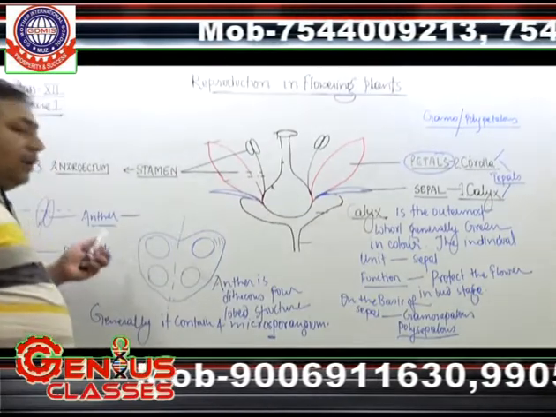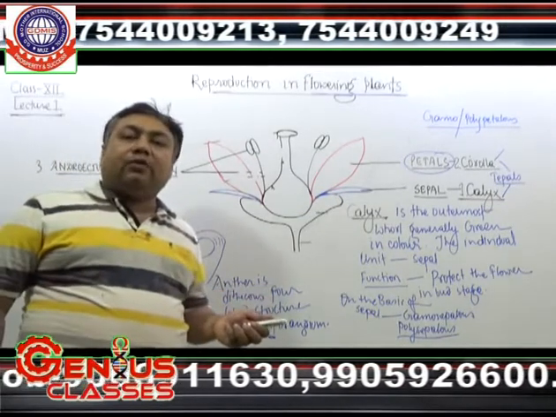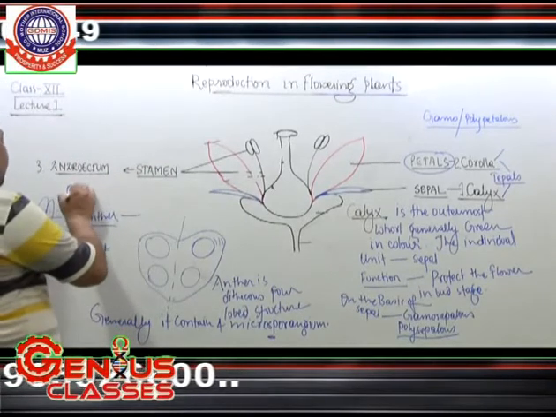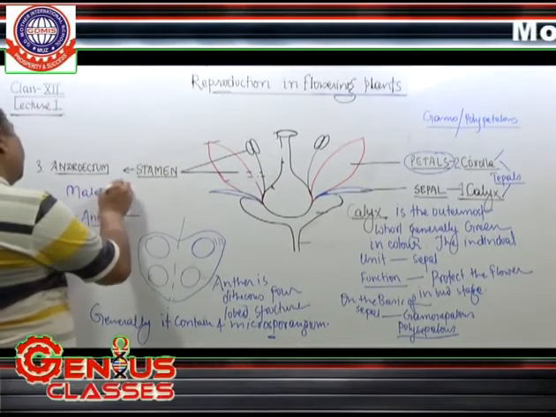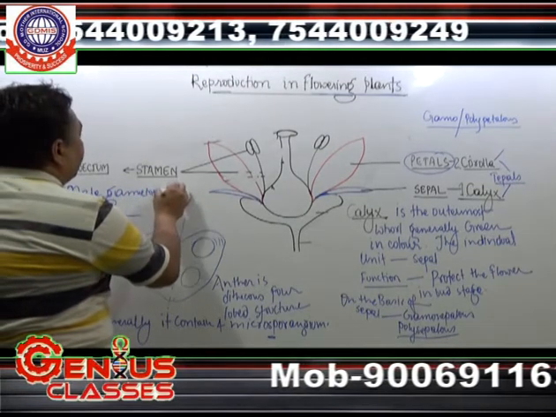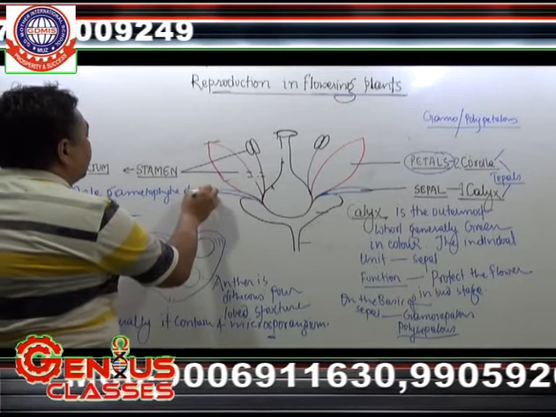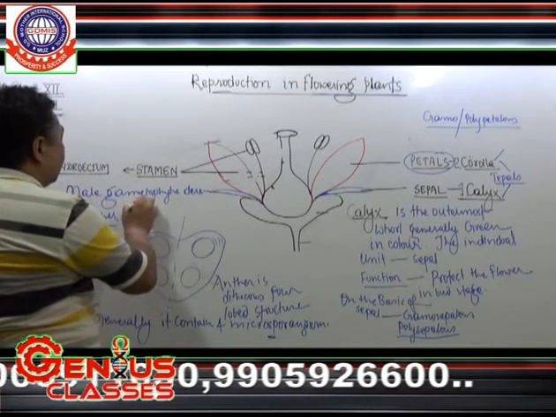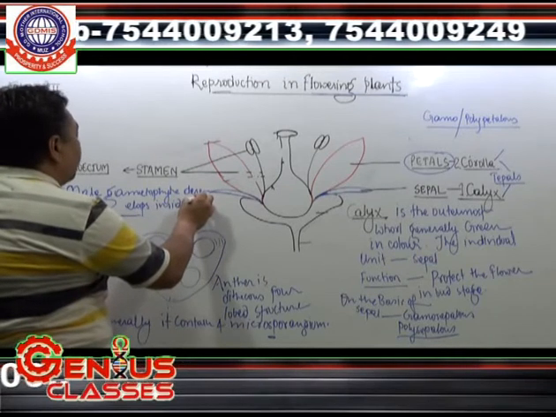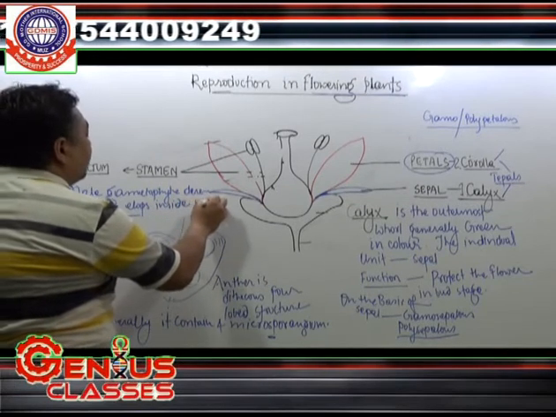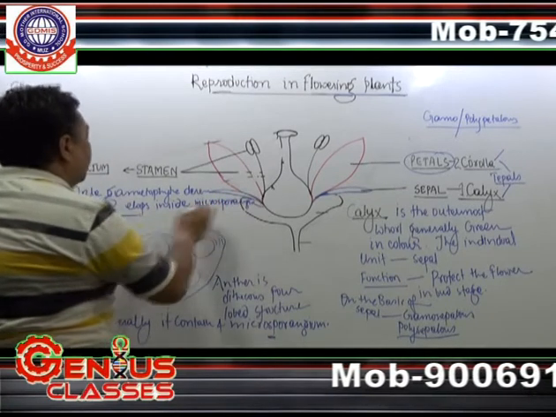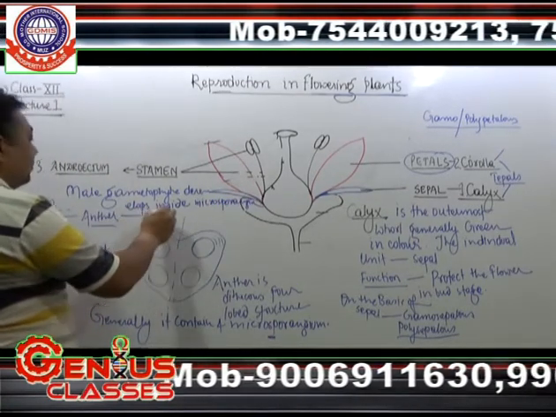So, male gametophyte develops inside anther. We can write down: male gametophyte develops inside microsporangia, inside anther.